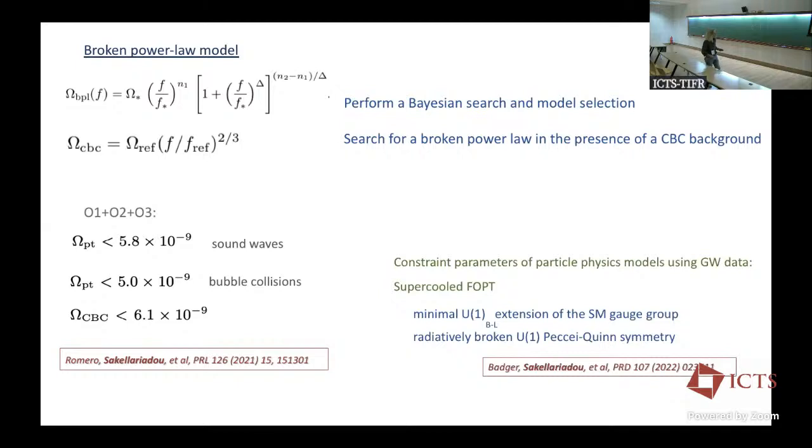We considered the supercooled case of phase transitions. This exists in various particle physics models. The supercooled phase transition is interesting because the phase transition has a longer duration, and therefore you have a stronger gravitational wave signal. We considered two models: a minimal U(1) extension of the standard model with gauge group, and the radiatively broken U(1) Peccei-Quinn symmetry. From our constraints, we were able to put constraints on the parameters of the models. So now, if somebody is interested from a particle physics point of view, you take your preferred model and translate the constraints on the omega contribution to the parameters of the model.